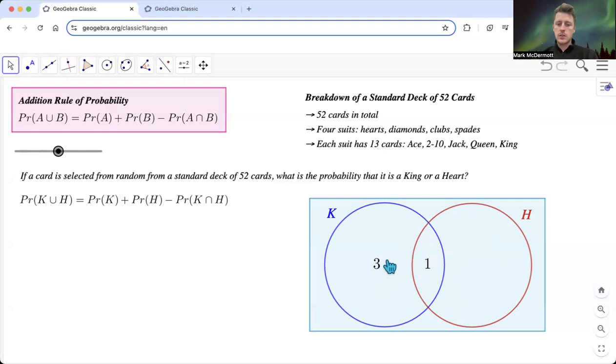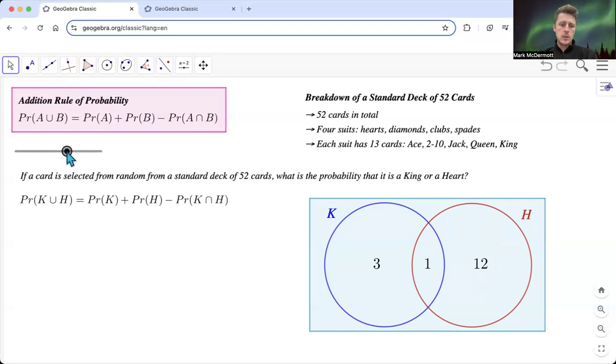Okay, that must mean that there are 3 kings that are not the king of hearts. So you've got the king of diamonds, clubs, and spades. And then that must mean over here, similarly, there's 13 cards of each suit. And one of them is the king of hearts, so there's 12 other hearts, right?